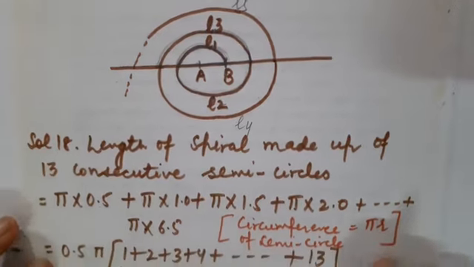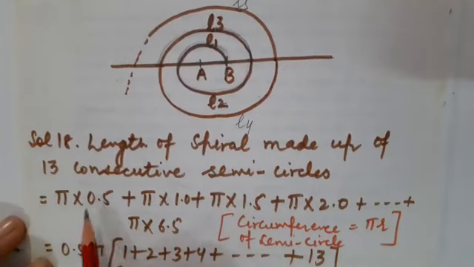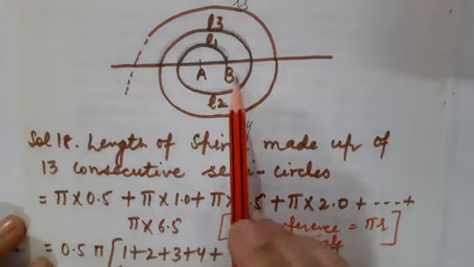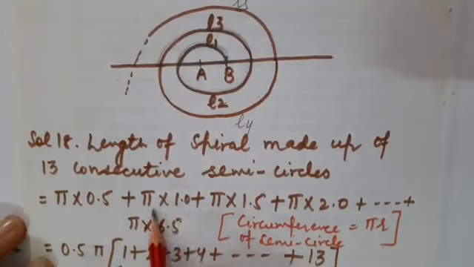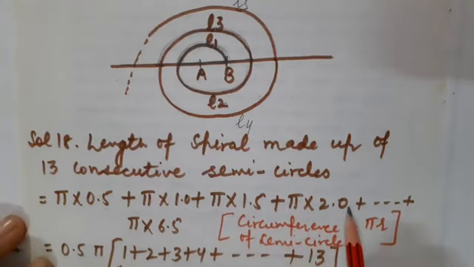Correct? So what is the r in case 1? That is pi into 0.5. I have just told you the radii given. Plus for the second spiral, whose length is L2, how to calculate the length? That is pi into 1.0. Plus for the third part of the spiral, whose length is L3, that is pi into 1.5, plus pi into 2.0, and so on up to the 13th spiral.